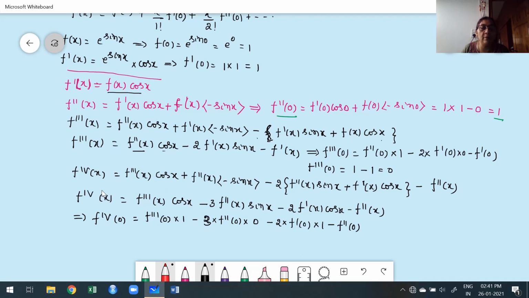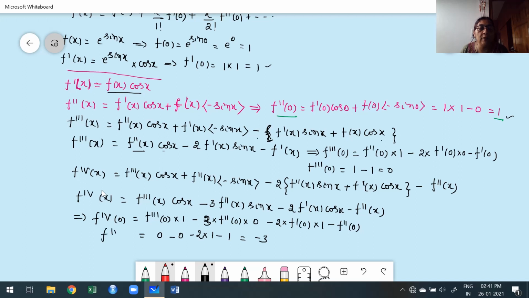Now simplify further. What is f triple dash of 0? 0. Therefore, the entire term must be 0. This is also 0. Minus 2 times f dash of 0, which is already known to be 1. Now we get 2 into 1, minus f double dash of 0 also. You already know that value is 1. Therefore, we get 1. Minus 2 minus 1 is minus 3.